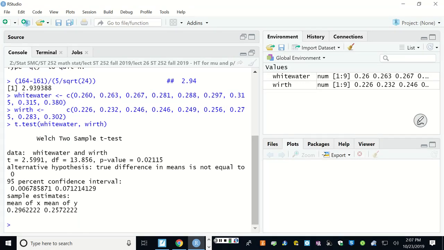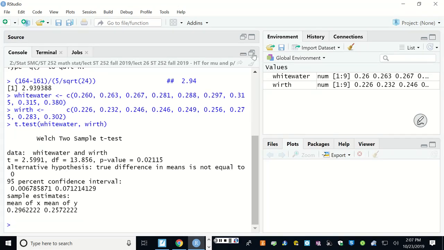It also gives a 95% confidence interval, which is pretty close to ours, but we use a different t-value. And so, some useful things there. Right? And because the p-value is small, we reject the null hypothesis. These two lakes do not seem to be equal. The first lake, Whitewater, has the higher average. So you could say it's significantly higher average at the 5% significance level.